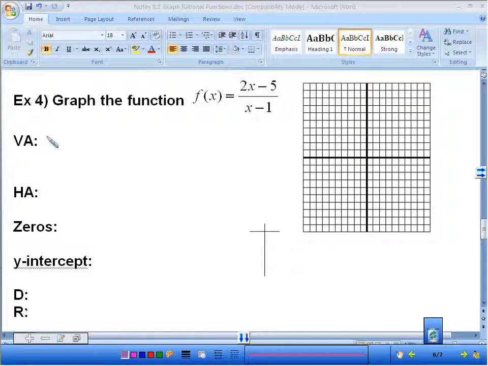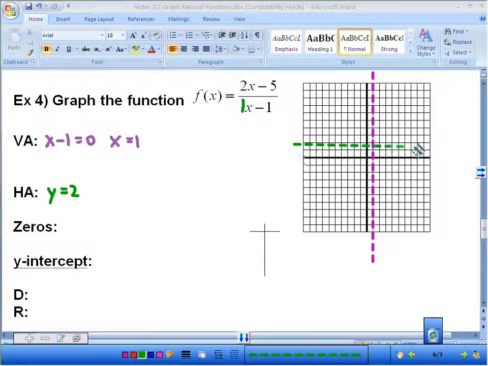Vertical asymptote, the denominator, x minus 1 equals 0, therefore x equals 1. There's my vertical asymptote. Next, the horizontal asymptote. Remember that comes from the coefficients of x, and there's an understood 1 right here. So the horizontal asymptote is 2 over 1, or just 2. There's the horizontal asymptote at y equals 2.